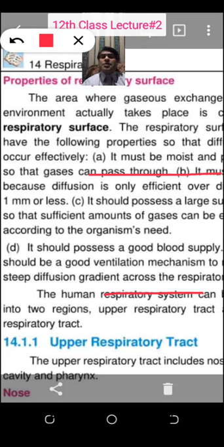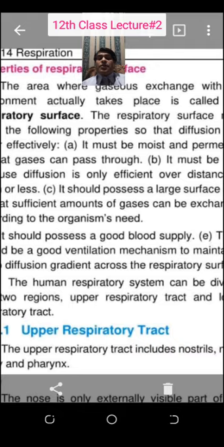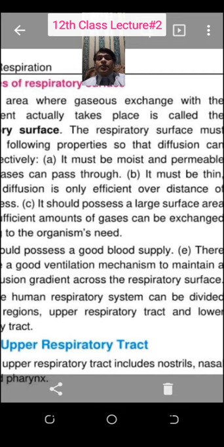So we go back to the second quality: large surface area. How is the large surface area there? Alveoli cells should have a large surface area. Lungs should have a large surface area. And that is very easy. The number of alveoli cells in the lungs is large.